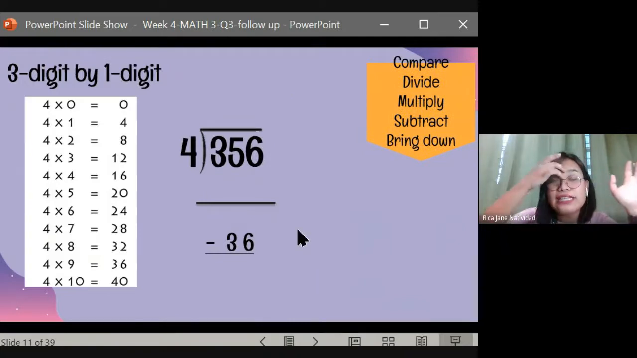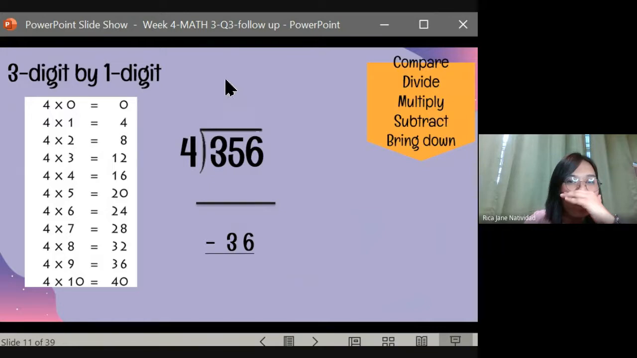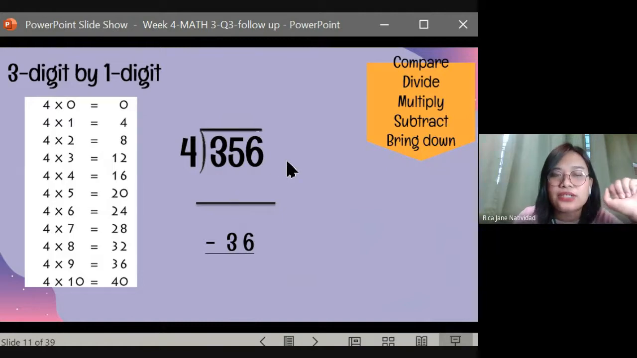Another 3 digit by 1 digit. We compare, divide, multiply, subtract, bring down. So let's take a look. As I have said a while ago, the divisor will tell us the multiplication table that we will be dealing with throughout the division process. So 3 is lesser than 4, so we get 5, so make it 35.